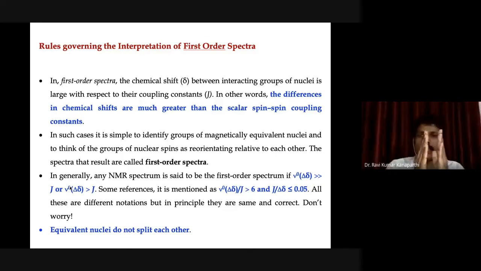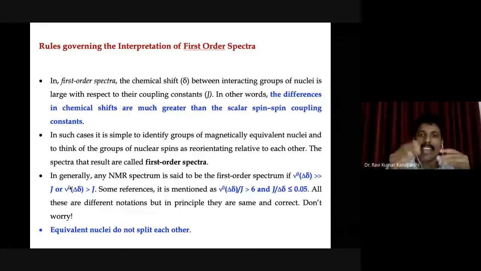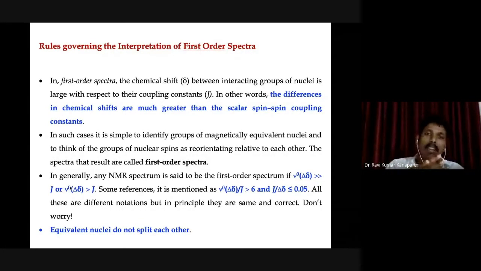In this case, they are very close. In this case, they are somewhat far. In this case, they are even farther, right? This is what I'm talking about. If the difference between the two spectral NMR peaks is much larger than their individual coupling, then we say it is a first order spectrum.